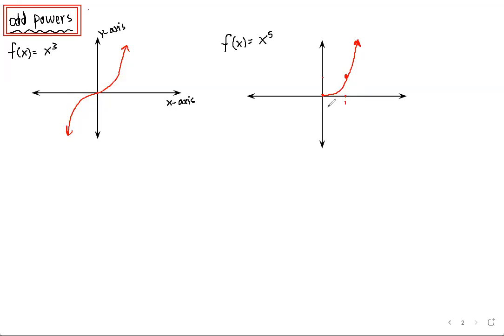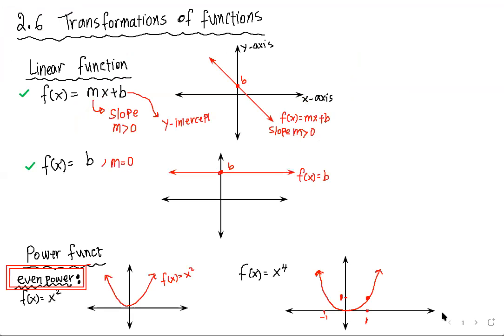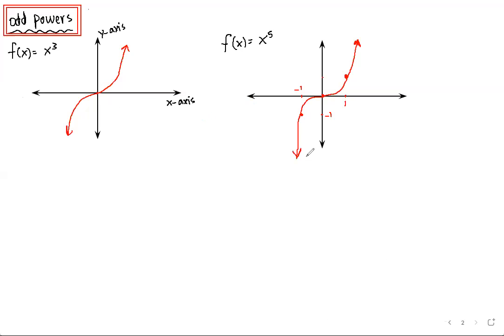And here, same thing. This is 1, here minus 1. And here it will be closer to the x-axis, then goes down. Okay? Any question for these graphs, for the linear function and the power function? Anyone has a question up to here?